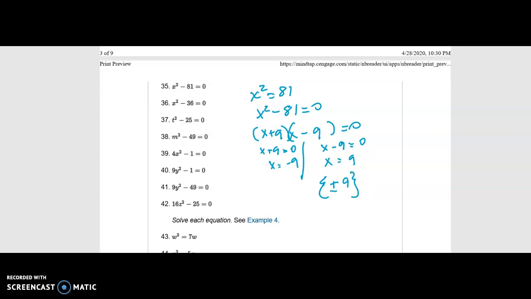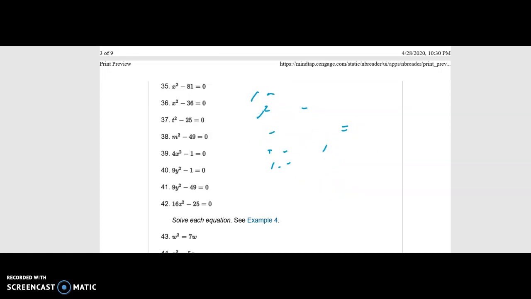All right, that ramps up a tiny bit if I have a coefficient in front of that first term, but I still think you can handle this. But if I'm going to erase and look at number 42, again, difference of two squares. How do I factor 16z squared minus 25?